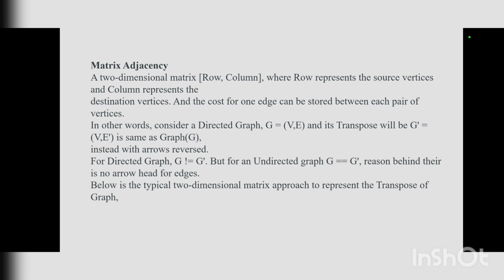A two-dimensional matrix with rows and columns, where the row represents the source vertex and the column represents the destination vertex. And the cost for one edge can be stored between each pair of the vertices.